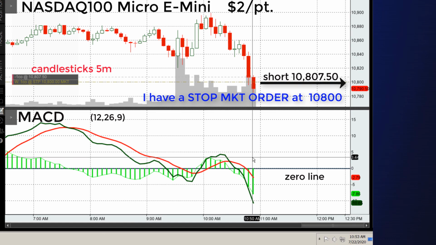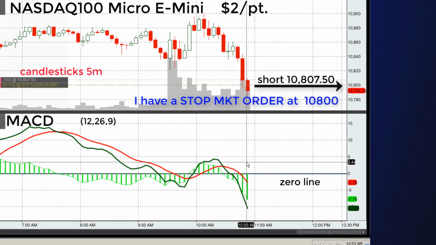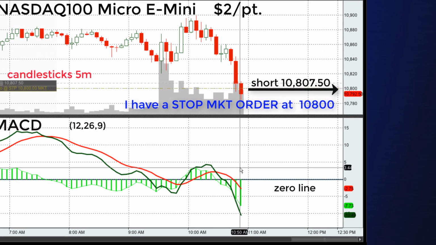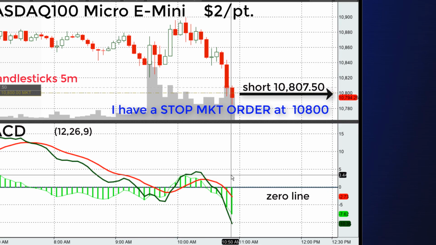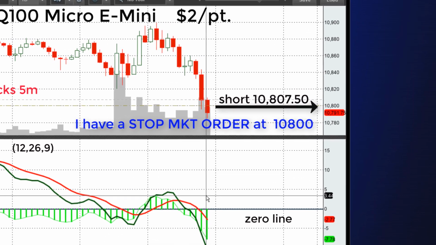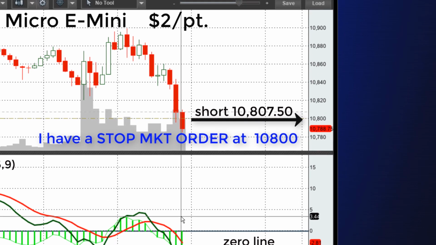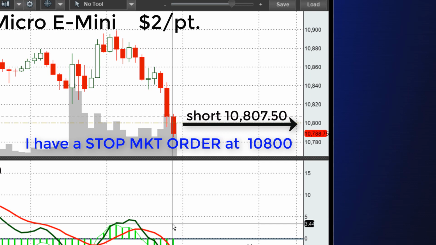So I'm short at 10,807.50. I have a stop market order in at 10,800. And whatever happens, the worst thing that can happen now is I'll make $14 on the trade. And I'm hoping that the market continues to drift on down. We'll see.